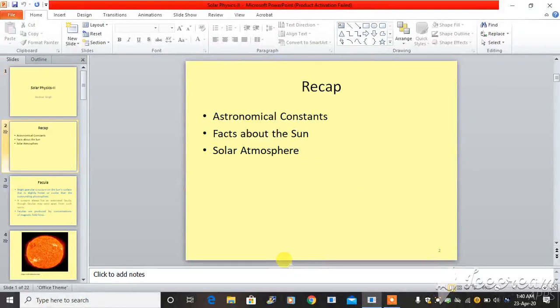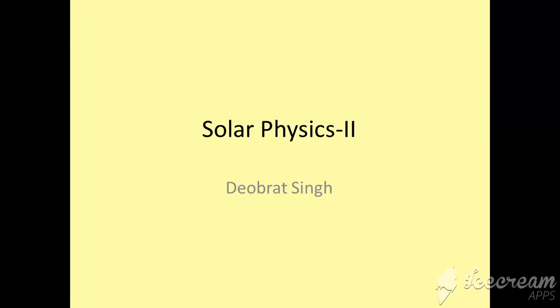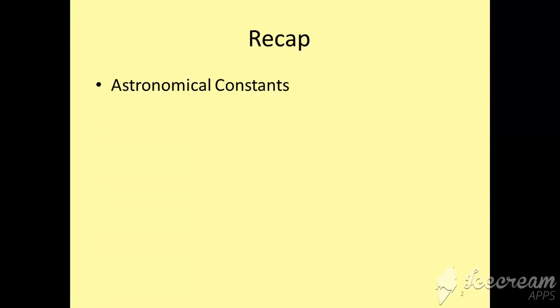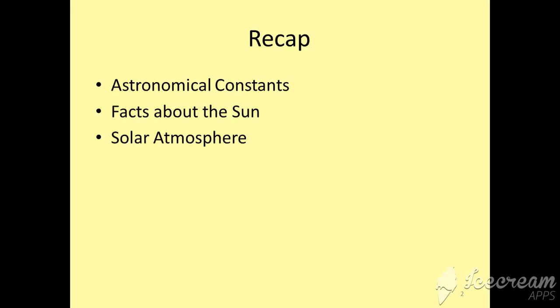Okay, so in the last lecture, we have studied some fundamental astronomical constants in terms of the sun, like solar mass, solar radius, solar luminosity, etc. And also studied some facts related with the sun, and we have gone into detail of the solar atmosphere. These three major parts we have completed in our last video lecture.